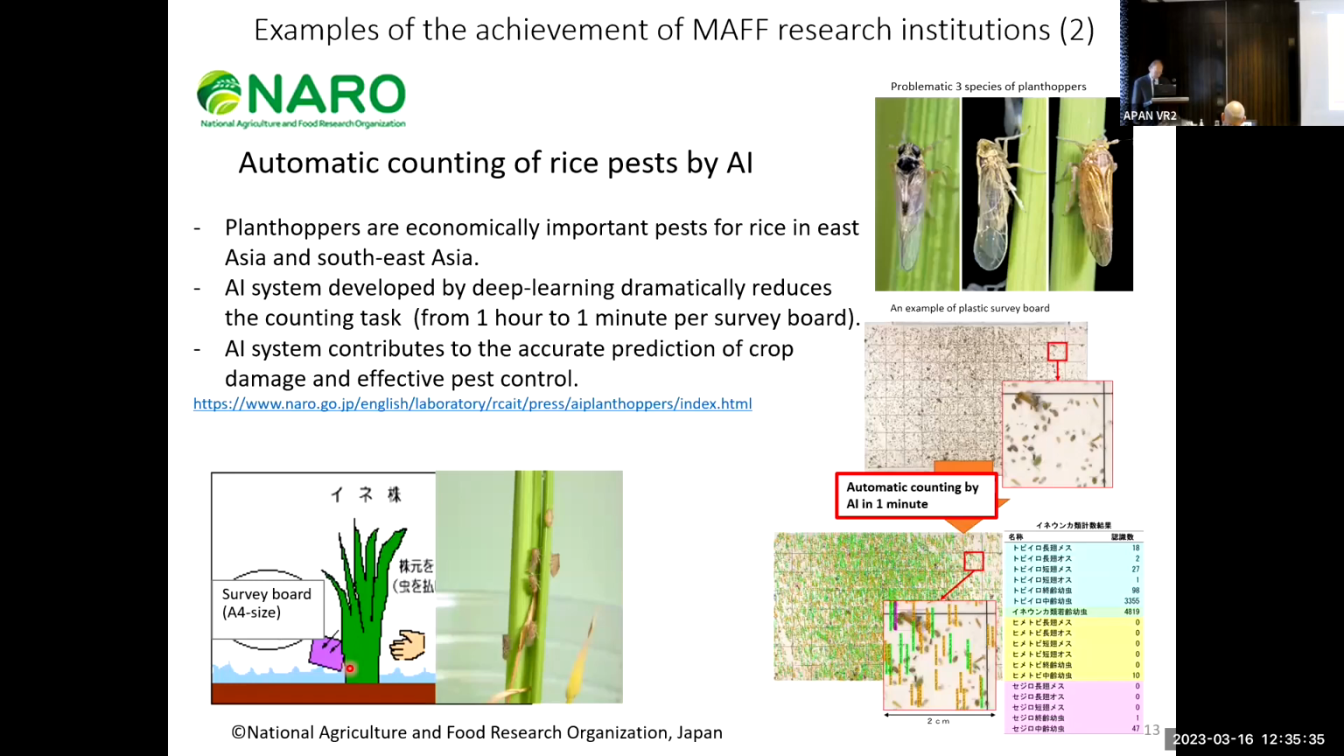However, by using the AI system developed by deep learning, the same counting task can be completed within 1 minute just for counting, and 3 or 4 minutes including the process of imaging the survey board. Thus, this AI system can greatly reduce labor costs and speed up the surveys of rice planthoppers with uniform accuracy, which will be useful for accurate prediction of crop damage due to pests and their control.